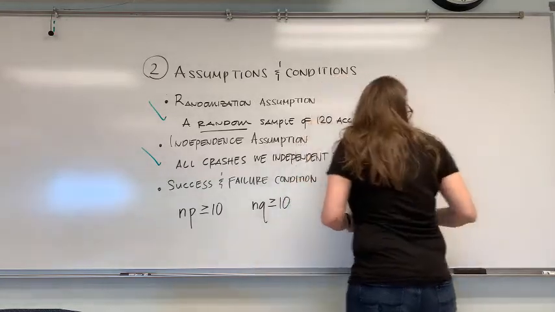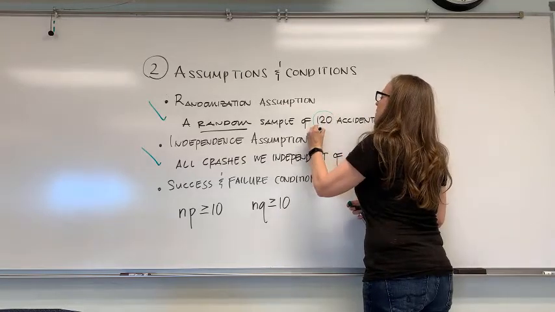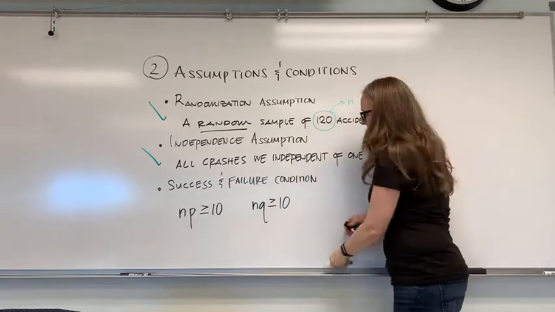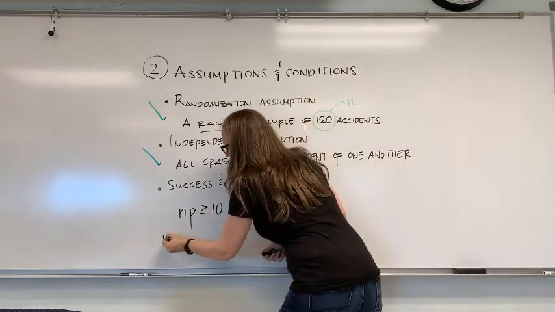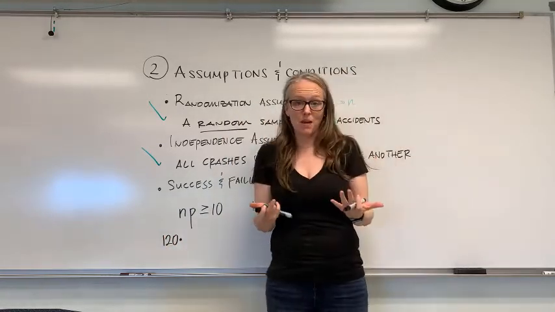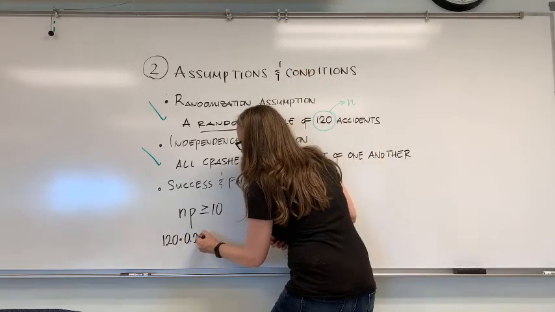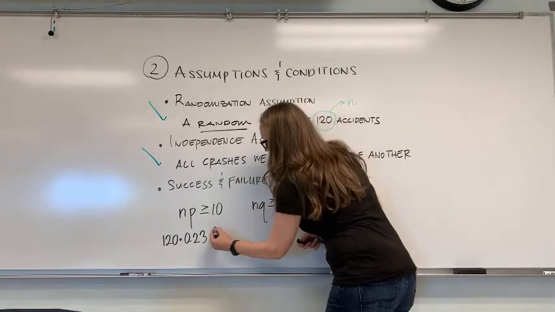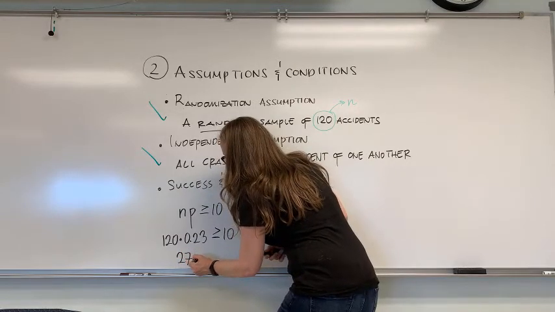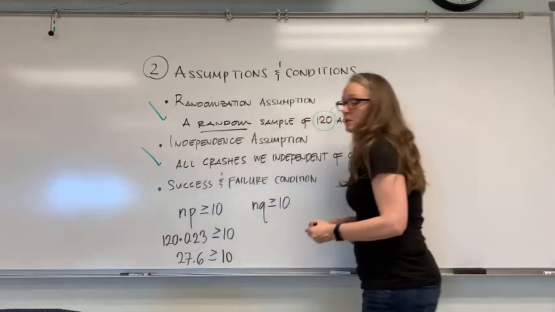So if we've kind of shied away from writing too many numbers so far, here is N. Remember the total number of crashes they looked at was 120. So we will multiply 120 times P. If you've forgotten what P is, look at the null hypothesis statement. It says that P is equal to 0.23. Now if we multiply these two together, we get 27.6. And 27.6 is certainly greater than or equal to 10.